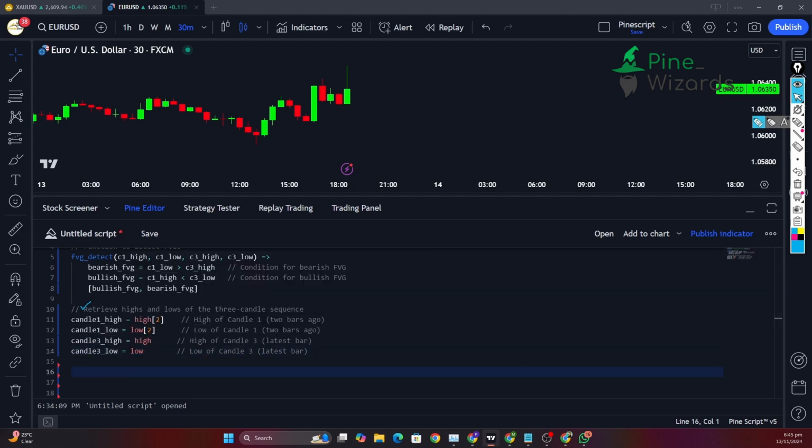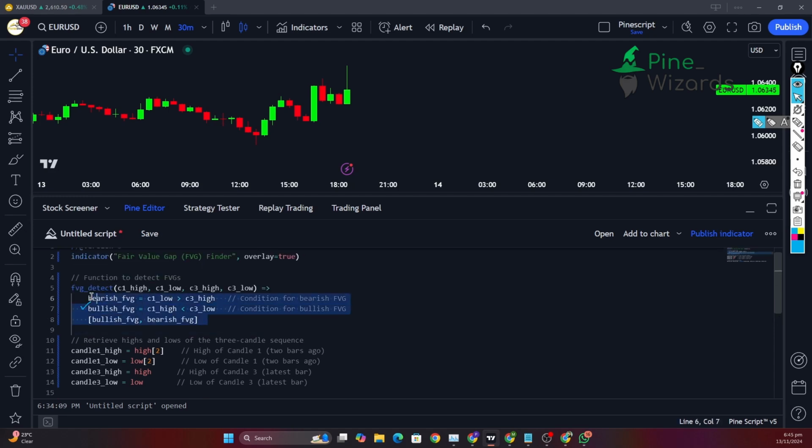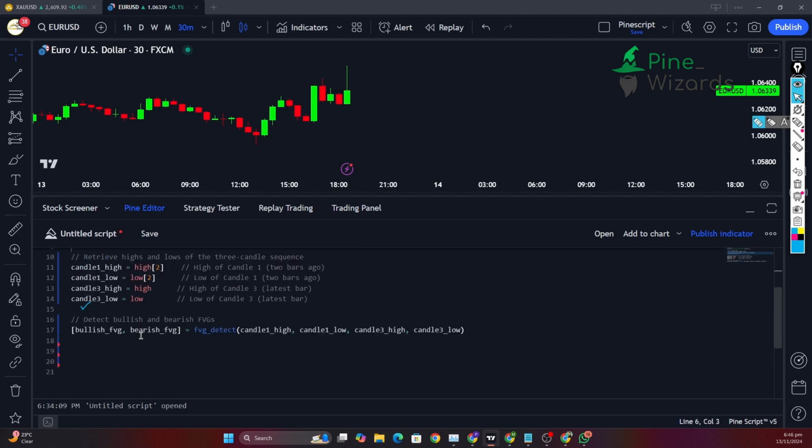Now let's go ahead and call the function that we have defined. Since this function is returning two values, that is a tuple, we're going to define a variable in the form of a tuple so that we can store two outputs from this FVG detect function. We're going to pass in the candle 1 high, candle 1 low, and similarly candle 3 high and candle 3 low, and it will evaluate based on these conditions and then return either true or false, and then it will be stored in this tuple variable.